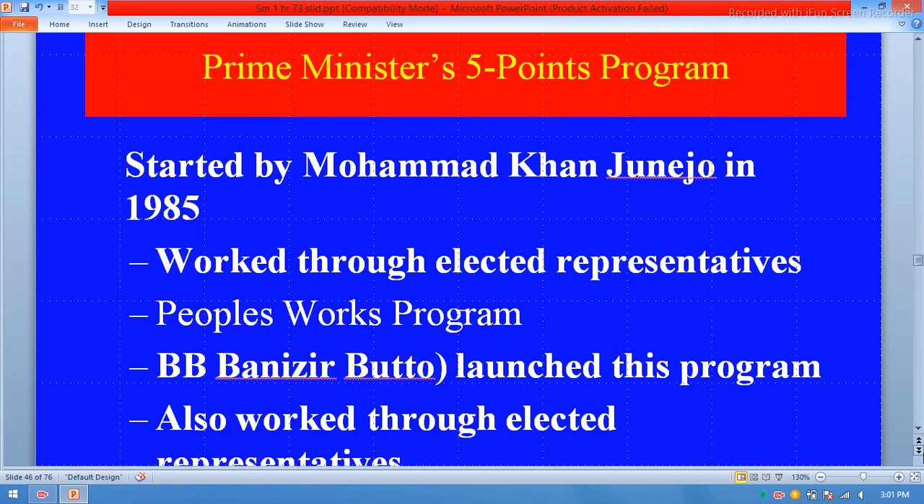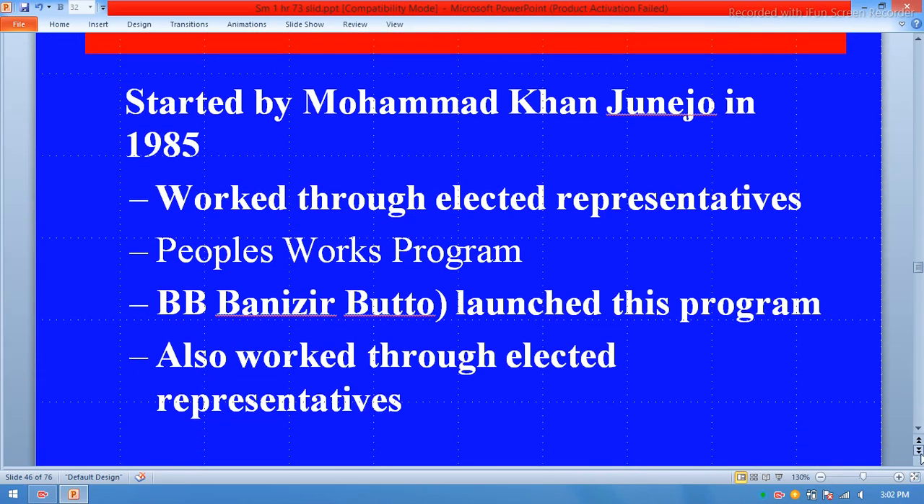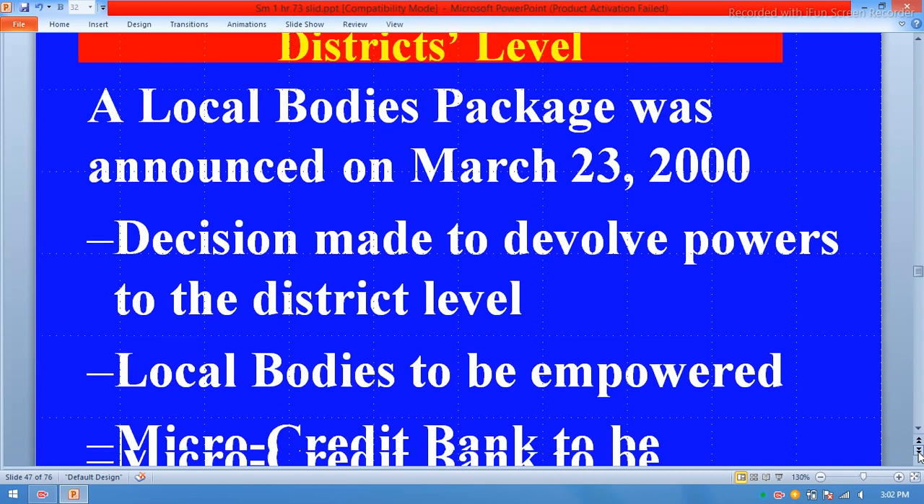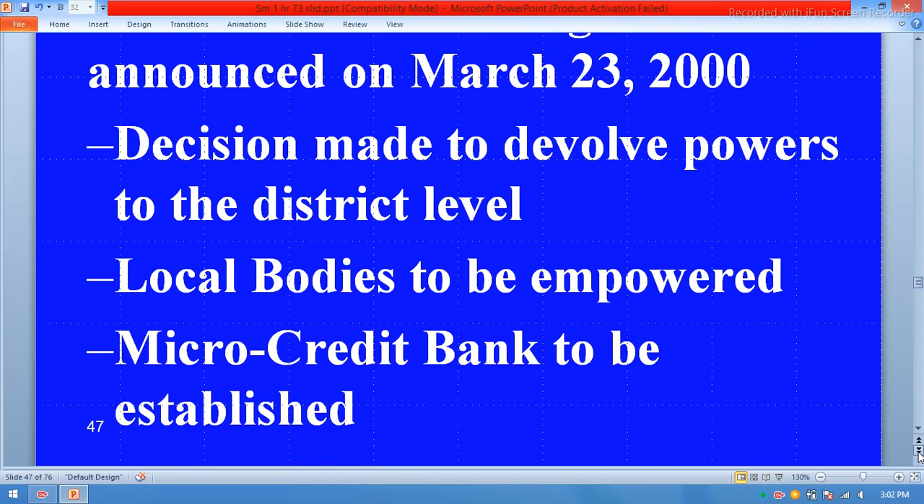The Prime Minister's 5 Points Program was started by Muhammad Khan Junejo in 1985. It worked through elected representatives. The People's Works Program was launched by Benazir Bhutto, also working through elected representatives. At district level, a local bodies package was announced on March 23, 2000. Decisions were made to devolve power to the district level, local bodies to be empowered, and a microcredit bank to be established.